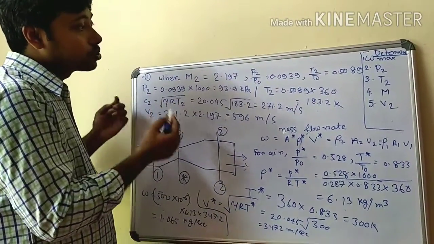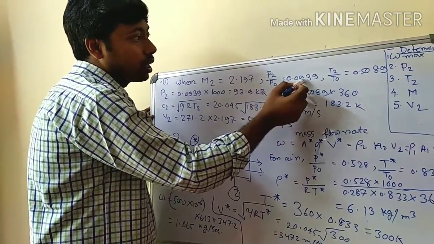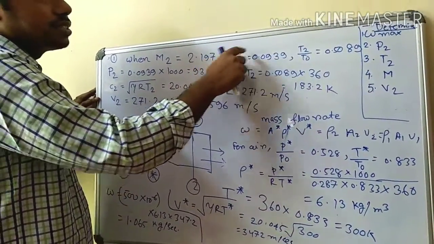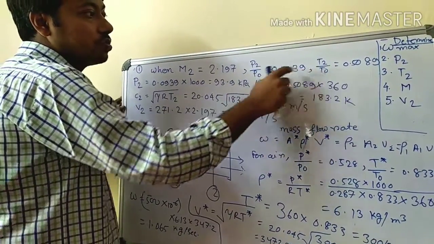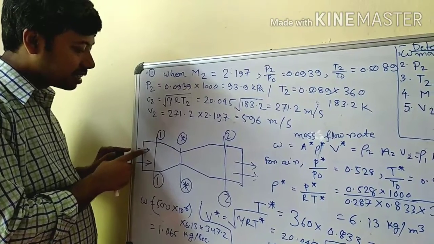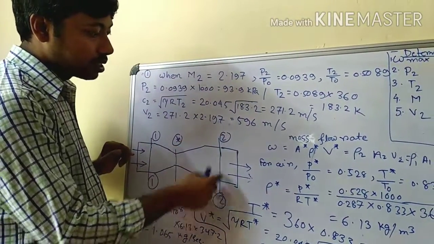Now from that chart you can also get the value of P2 by P0, which we already discussed as 0.0939, and T2 by T0. P2 and T2 are the exit pressure and exit temperature, and P0, T0 are the stagnation pressure and stagnation temperature, which are denoted at the inlet condition of the nozzle, P0, T0, and T2 is here.